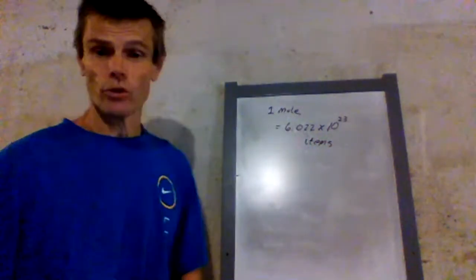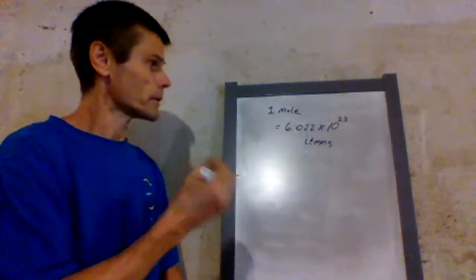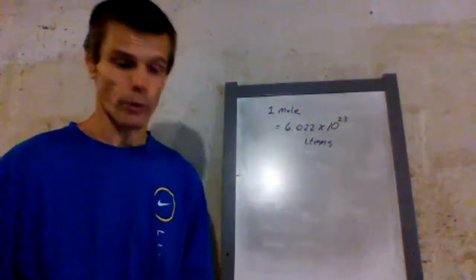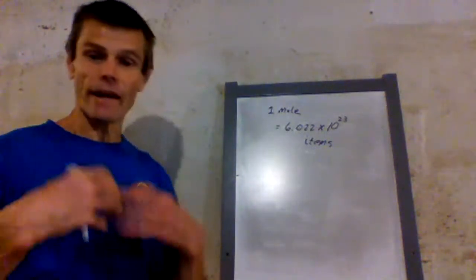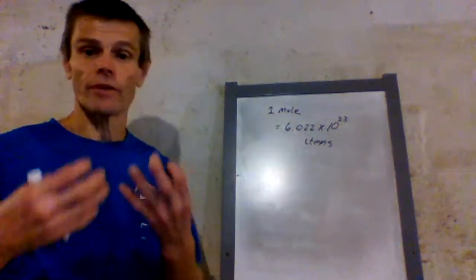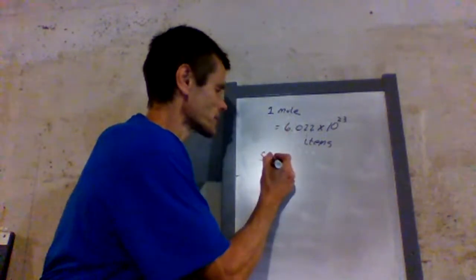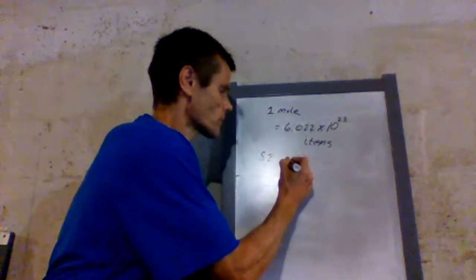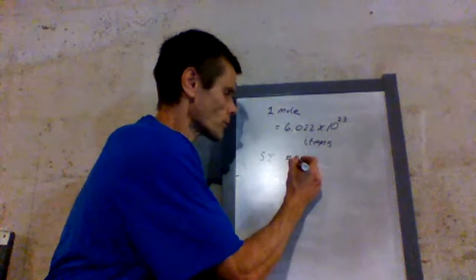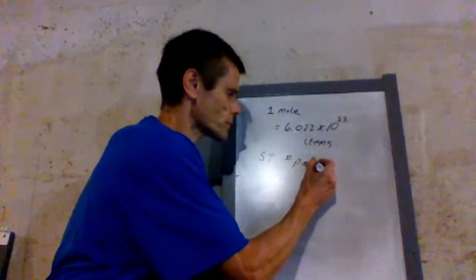Remember, a dozen is 12 items. A mole is 6.022 times 10 to the 23rd items. And it's an SI standard that we use for the number of particles that we're dealing with. This is the SI standard for number of items, particles. We'll just say number of particles.